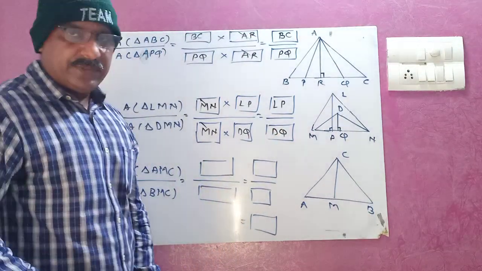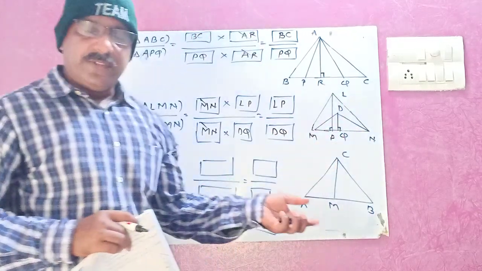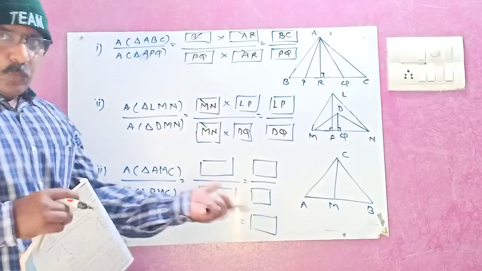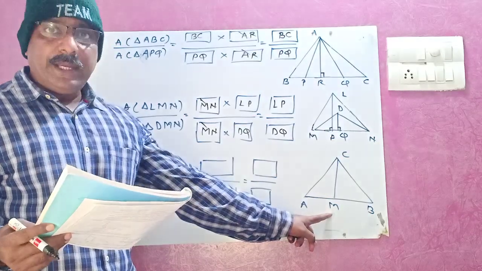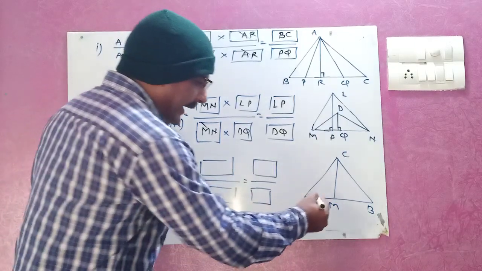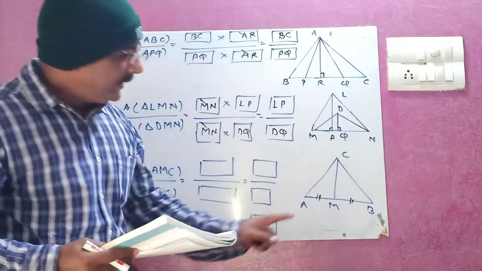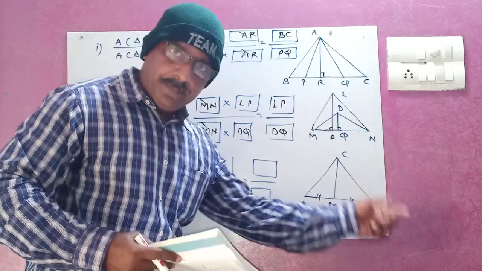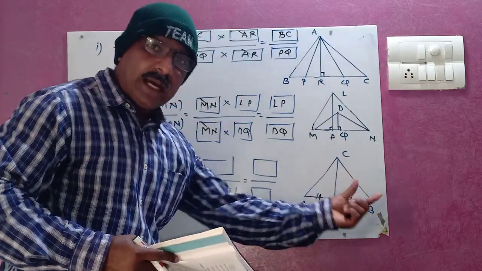Second condition, second property: when two triangles have equal bases, then the ratio of their areas is equal to the ratio of the corresponding heights. This one, children, is given in the activity: M is the midpoint of AB. M is the midpoint of AB means what, children? That AM and BM are equal. Again I am telling you, in the textbook it is given that M is the midpoint of AB. It means segment AM and segment BM are both equal.